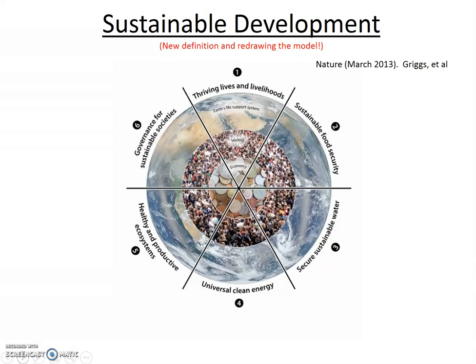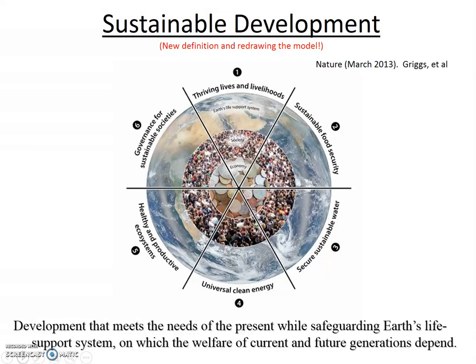What do you think? The same authors also proposed that the United Nations consider a new definition of sustainable development. Development that meets the needs of the present while safeguarding Earth's life support system on which the welfare of current and future generations depend. This definition clearly states the importance of the environment or the Earth system as being more important, perhaps, than society and economies.